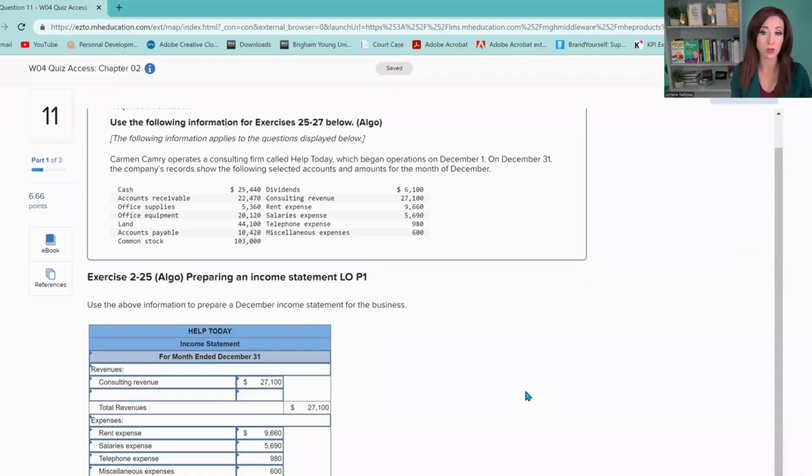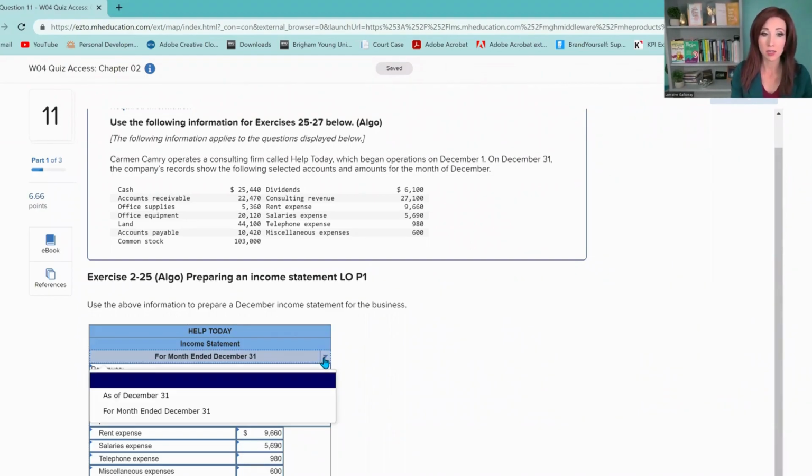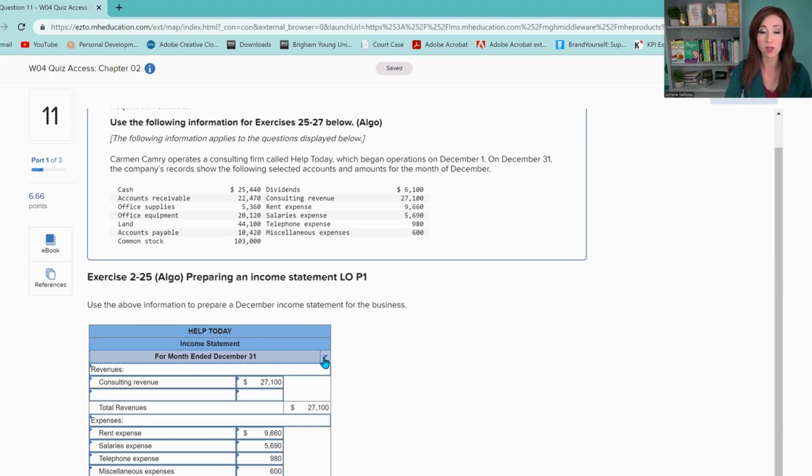So here is our problem. My numbers are going to be different than yours. Here's how this income sheet is set up. First, you're going to need to pick the date. Now, this is a date for a period of time. So we have for the month ending in December. That is the correct time frame. We're doing a period of time, not one point in time, but a period of time.